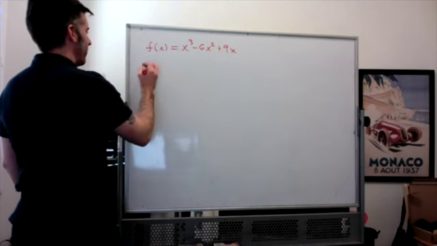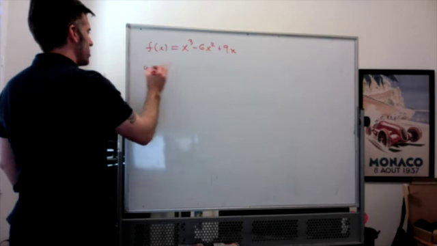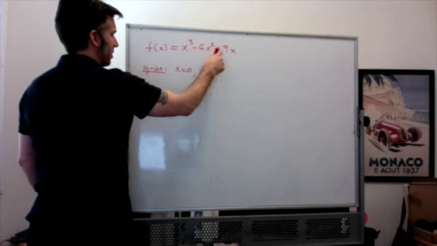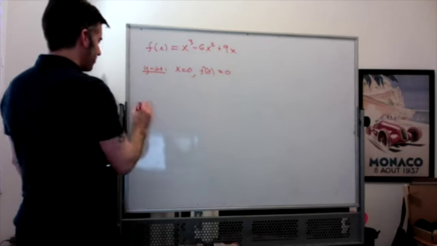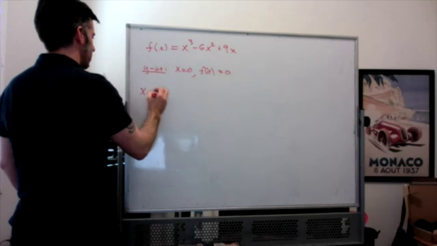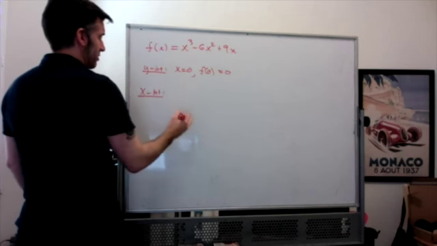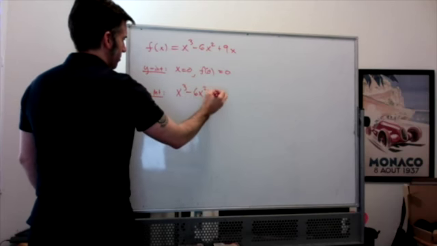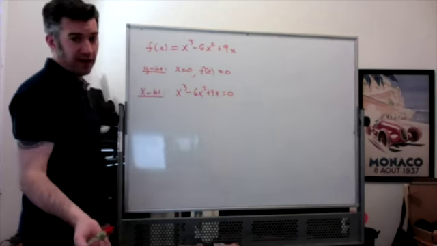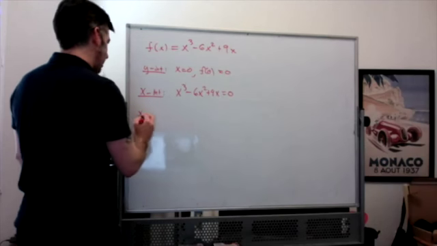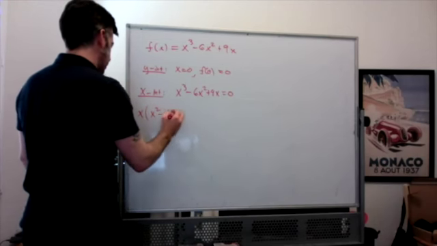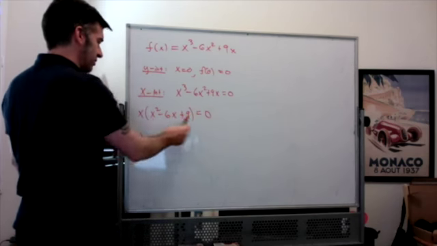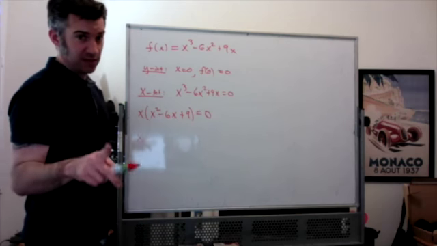So I'm going to find the y-intercept. I'm going to set x equal to 0. F of 0 is 0 minus 0 plus 0. Oh, that's 0. The x-intercepts: we're going to set y equal to 0 and factor this as much as possible. We know we can factor out an x. So x times x squared minus 6x plus 9 equals 0. And then you can factor this further. This factors as x minus 3 times x minus 3.